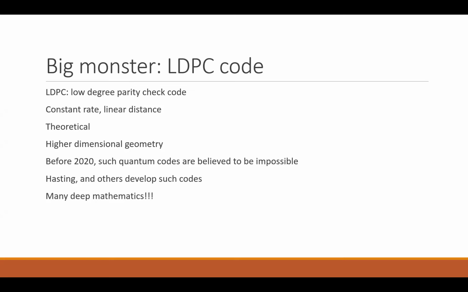So theoretically, people try to find a family of codes such that this rate k divided by n is a constant greater than 0 as n grows, and the distance d is also a constant greater than 0. So people try to find codes that can achieve this very powerful regime, such that k divided by n is a constant. It's much better than this.